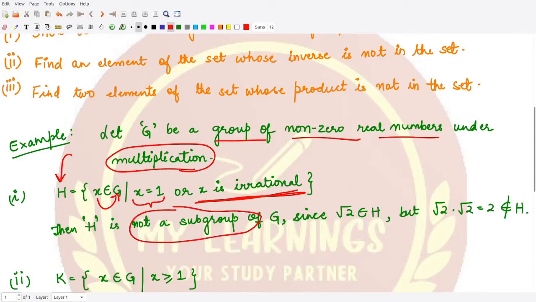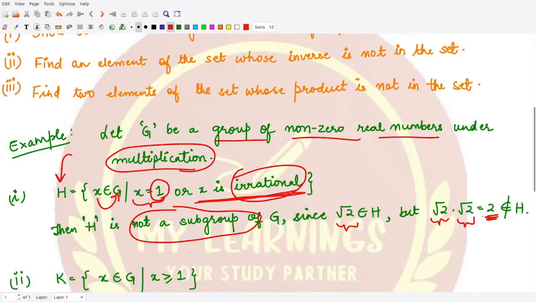Why is this so? Because if you take the element square root of 2, it is an irrational number, therefore it is present in the subset H. Then if you multiply the same number with itself, the result is equal to 2, and you know in your set you either have 1 or you have irrational numbers, so therefore 2 is not a member of this subset.